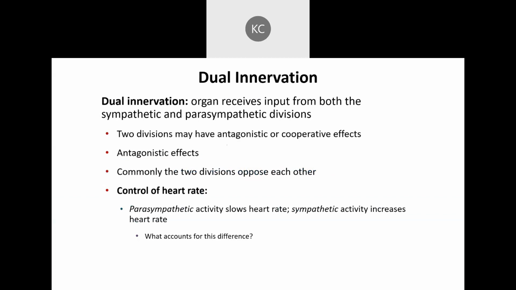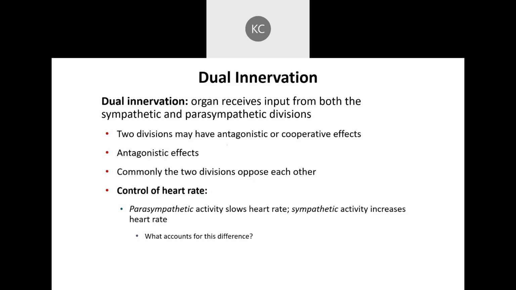So you have largely antagonistic effects, but sometimes they can be cooperative as well, right? So antagonistic effects typically result in the organ experiencing two different things, right? So in other words, if you innervate the heart sympathetically, with the sympathetic division, you get an increase in heart rate. You innervate the heart parasympathetically with the parasympathetic division, you get a decrease in heart rate, right? Likewise, when you innervate the GI tract sympathetically, you have a decrease in the rate of digestive activity. If you innervate the GI tract with parasympathetic innervation, it increases the activity, right? So they generally have opposite effects.